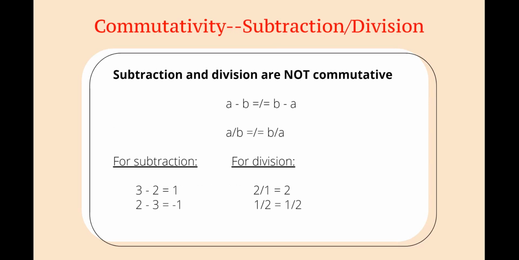Subtraction and division, on the other hand, are not commutative. So a minus b is not equal to b minus a. Let's look at an example. 3 minus 2 is equal to 1, but 2 minus 3 is equal to -1. 1 and -1 are not equal, so 2 minus 3 is not equal to 3 minus 2. For division, a over b is not equal to b over a. For example, 2 over 1 is equal to 2, but 1 over 2 is 1/2, and 2 and 1/2 are not equal. So subtraction and division are not commutative.